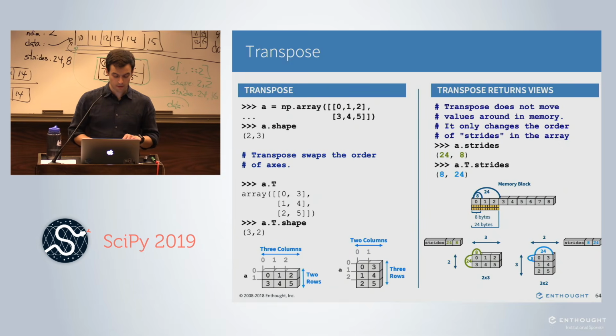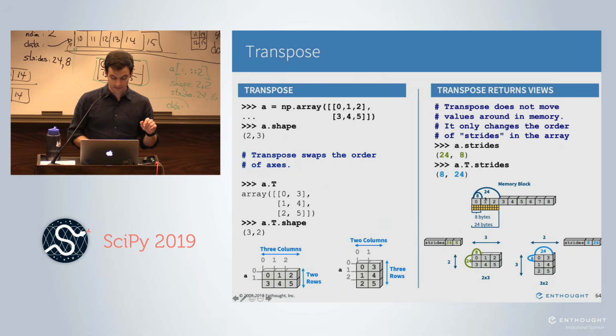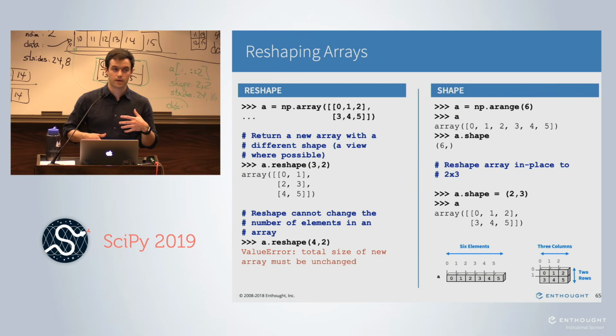Same thing with the transpose. This slide is super busy. It has little drawings here of basically what I drew on the board of how it's just swapping the strides and swapping the shape, but transposing is a very cheap operation. The only requirement when reshaping an array is that the total number of elements shouldn't change.